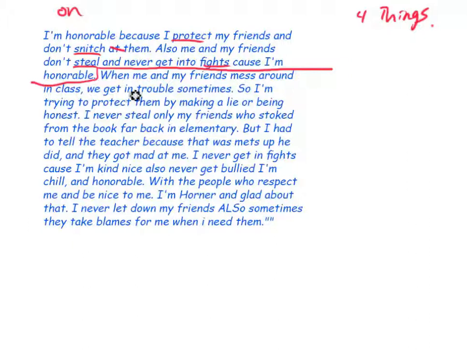When me and my friends mess around in class, we get in trouble sometimes. So I'm trying to protect them by making a lie or being honest. Making a lie or being honest. Okay, which one? Okay, you need to use examples. So I try to protect them. For example, one time. Okay, so you're going to give some examples there. Use some examples.